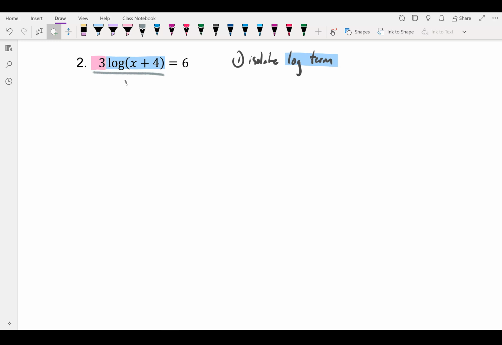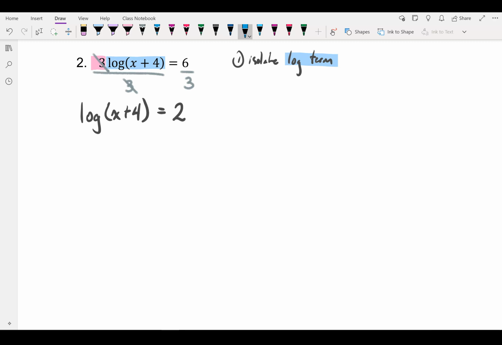So divide both sides by 3. That's the easiest way to get rid of that. Cancel, cancel. 6 divided by 3 is a 2. So on the left side we're left with log of x plus 4, and on the right side we're left with a 2. And then we go through the exact same thing that we went through before. How do we do it? We rewrite it in exponential form.